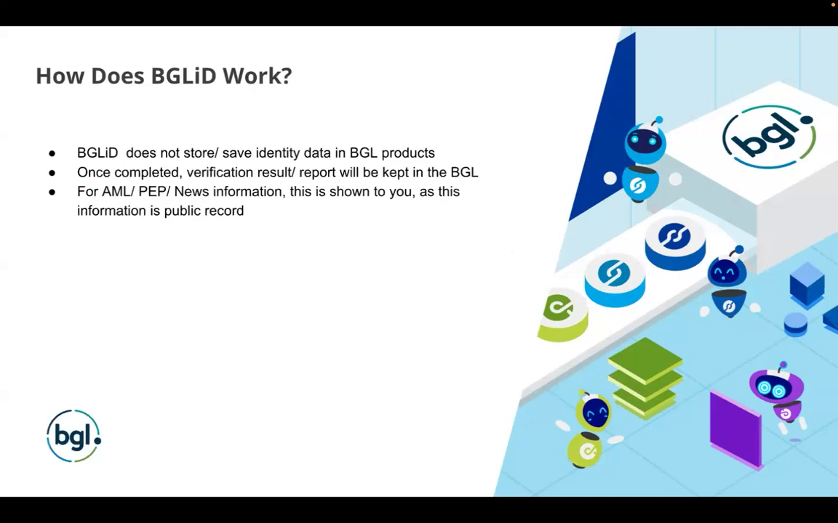So BGLiD doesn't store the identity data in the BGL products, so we don't save the passport or the driver's license. Once the ID information is verified, positive or not, BGL products will only keep the verification result. You will be able to see the document type, such as driver's license, and the date it expires and which state. None of the particulars though. For AML, PEP, news information, you will get all of the information as it is public record.